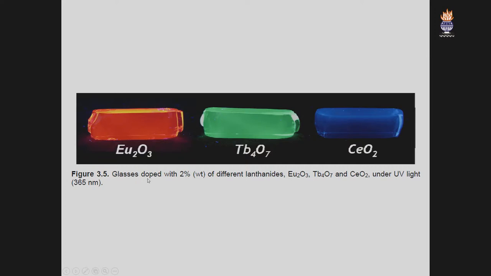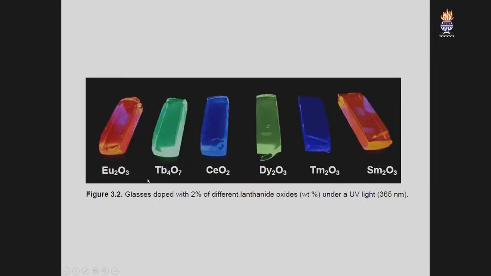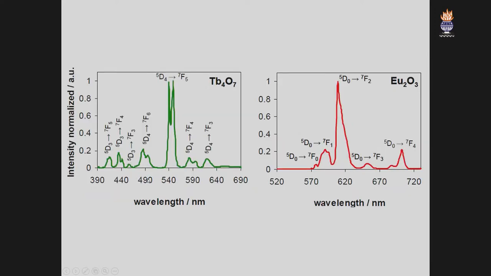If you use europium trioxide, it will emit in the red region. And if you use terbium, we can see that emission is around the green region, and CeO2 is in the blue region. It's like this. So these are all different rare earth oxides. If you pass UV light at around 365 nanometer, we may get this type of colors. So these are again absorption spectra for different rare earth oxides.